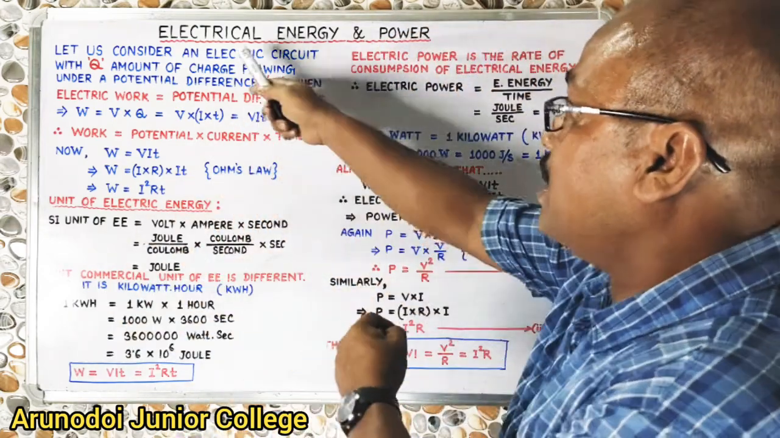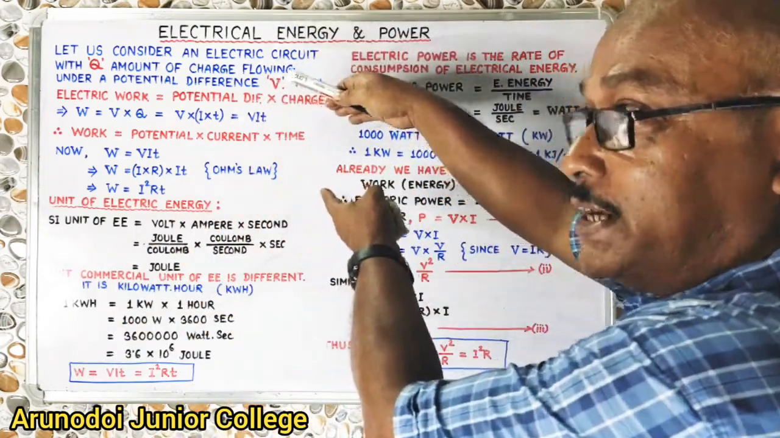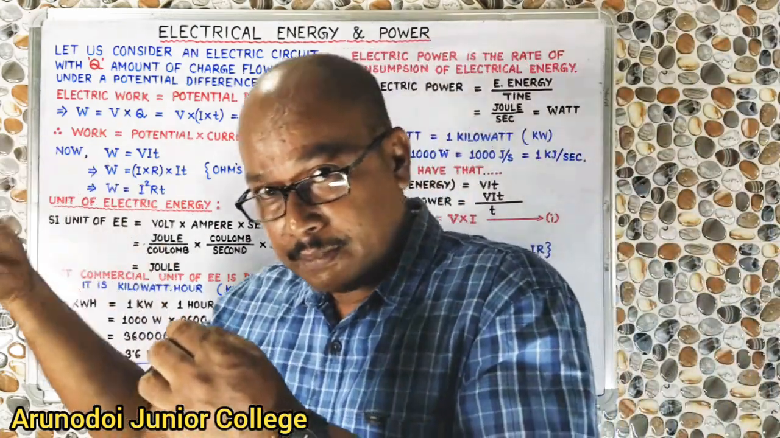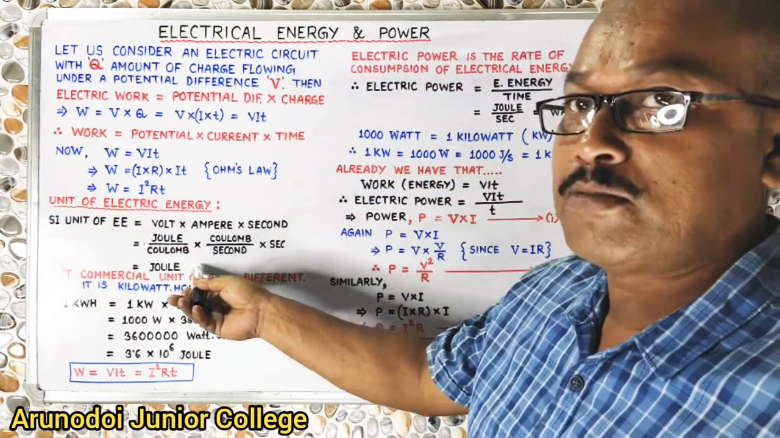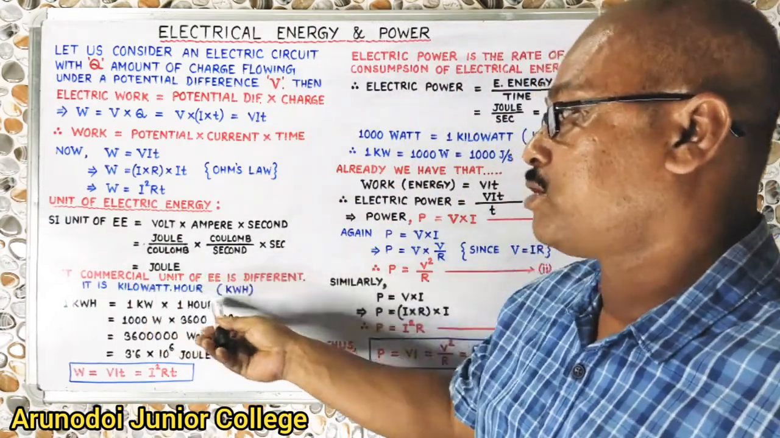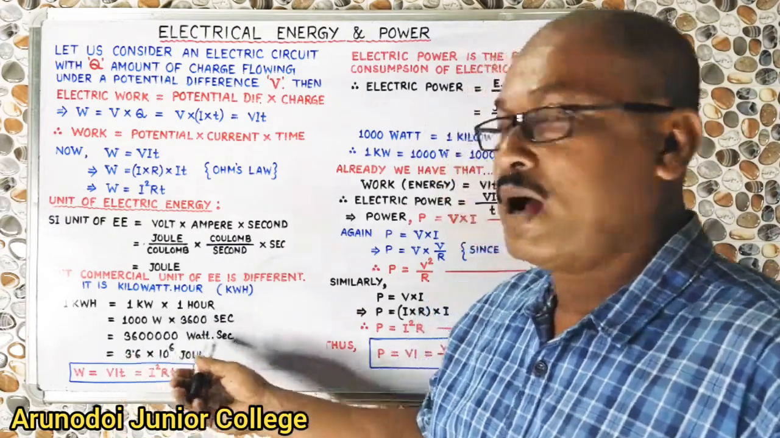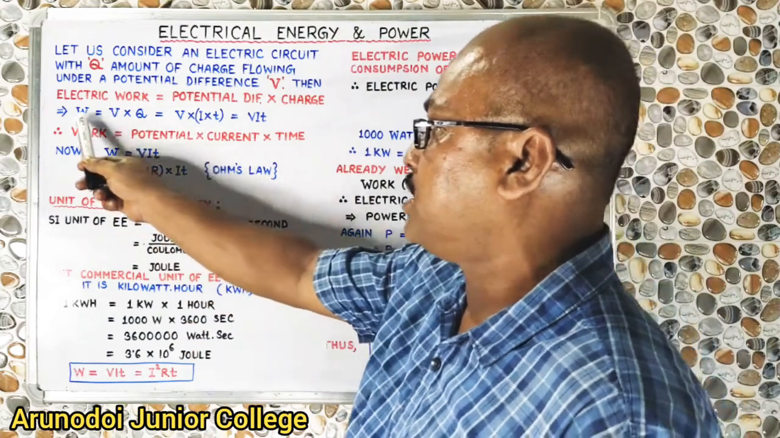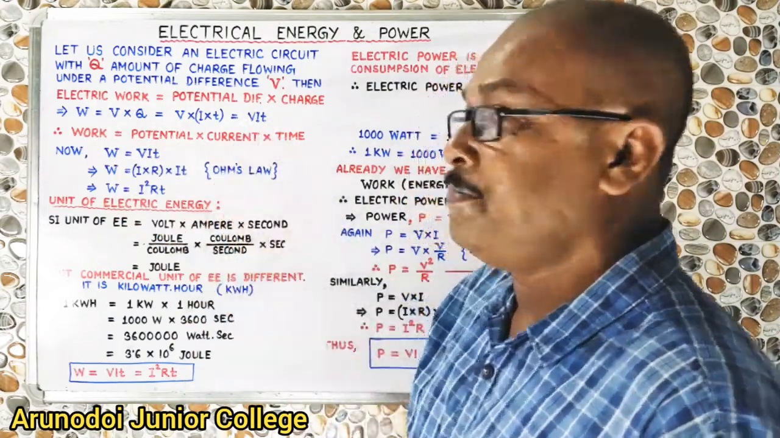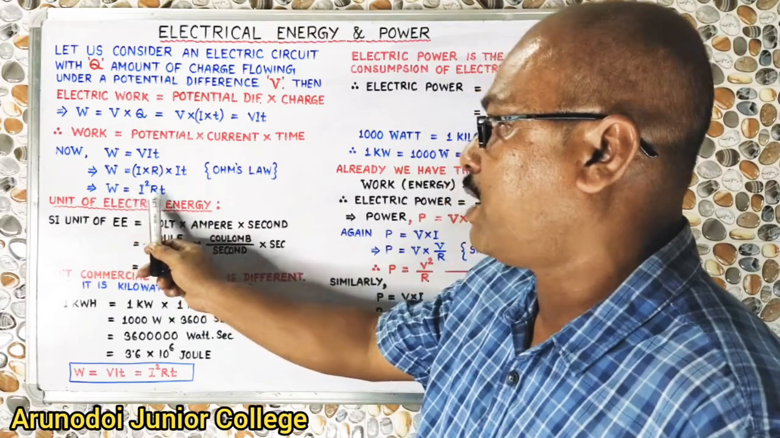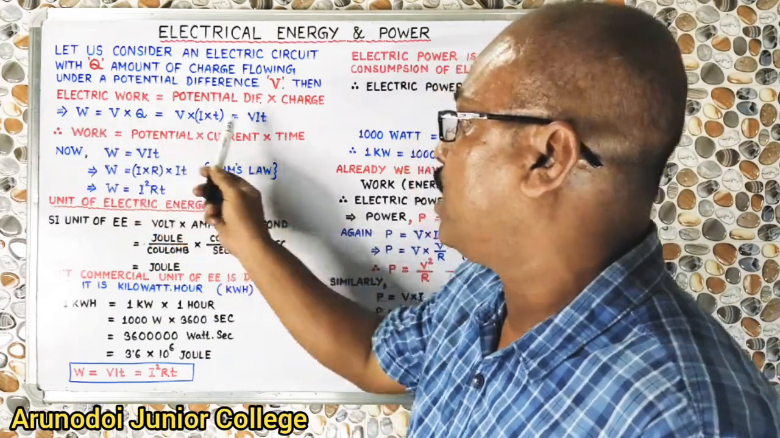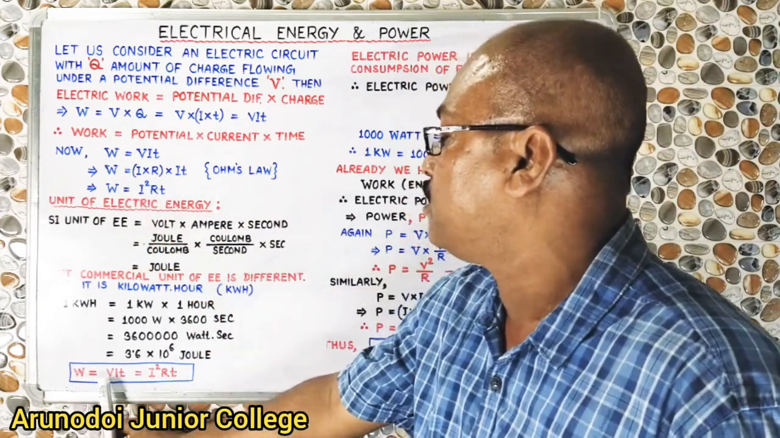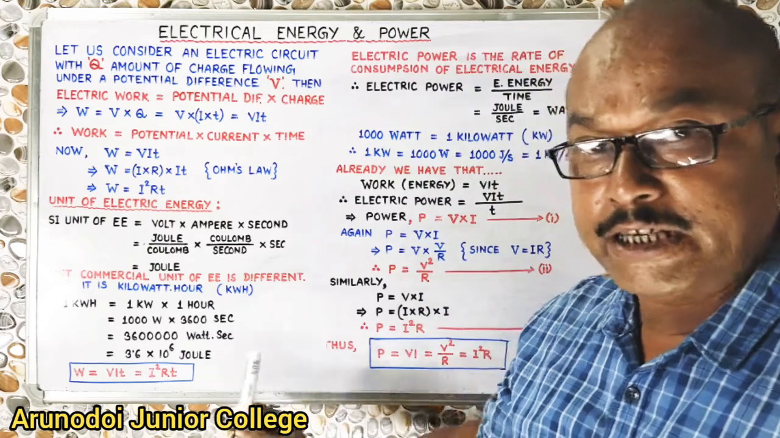So this is how electrical energy can be calculated, and this is how the unit of measurement for electrical energy has been used. In terms of SI unit it is joule, and in terms of commercial use it is kilowatt hour. So what we have learned here are two mathematical formulae: W is equal to V into I into T, and W is equal to I square RT. So we can collectively write W is equal to VIT is equal to I square RT.